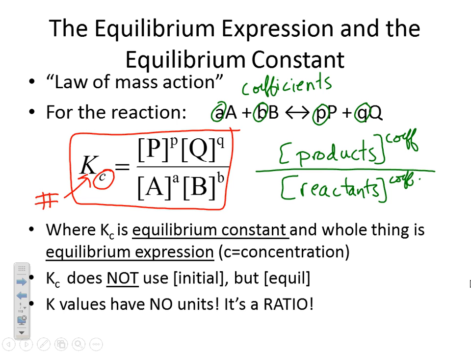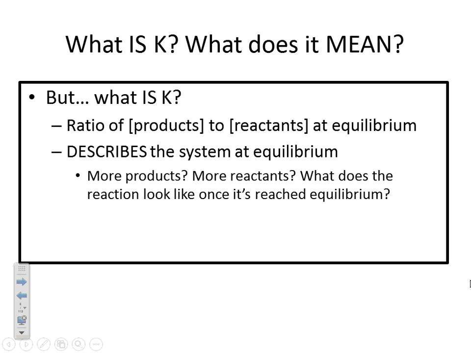It is a ratio. And what does K mean? It has to do with this ratio. So because K has no units, you have to understand that it's simply a description. It's a ratio of products to reactants at equilibrium. It is describing what the system looks like when it's reached this state of equilibrium. Are there more products when we reach the forward rate being equal to the reverse rate, or are there more reactants when we reach the forward rate being equal to the reverse rate? That's what K is saying.